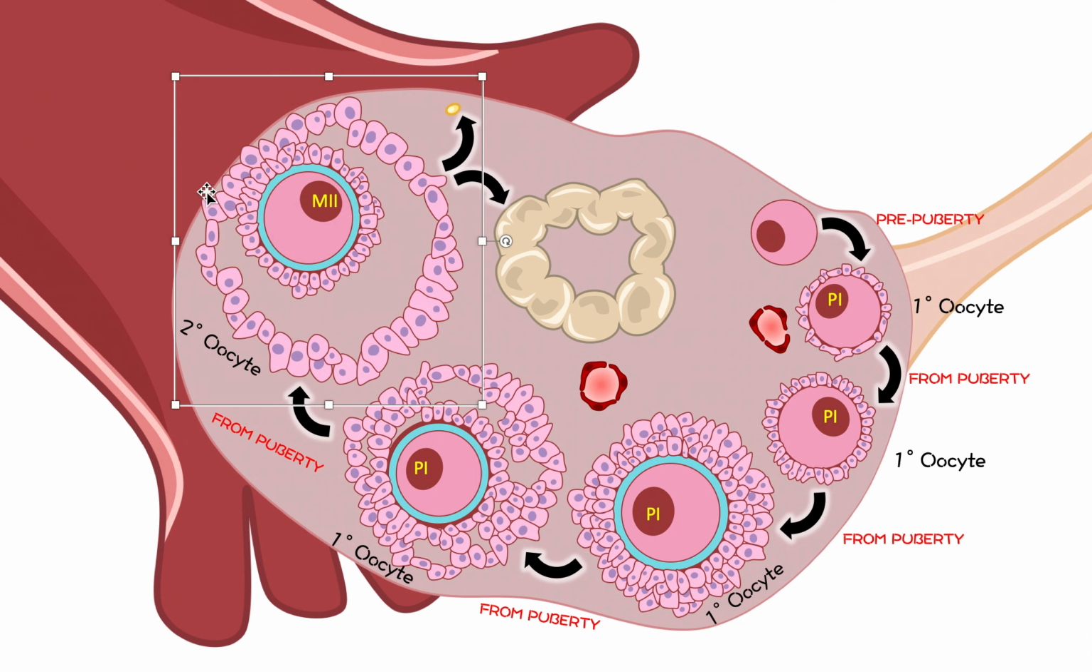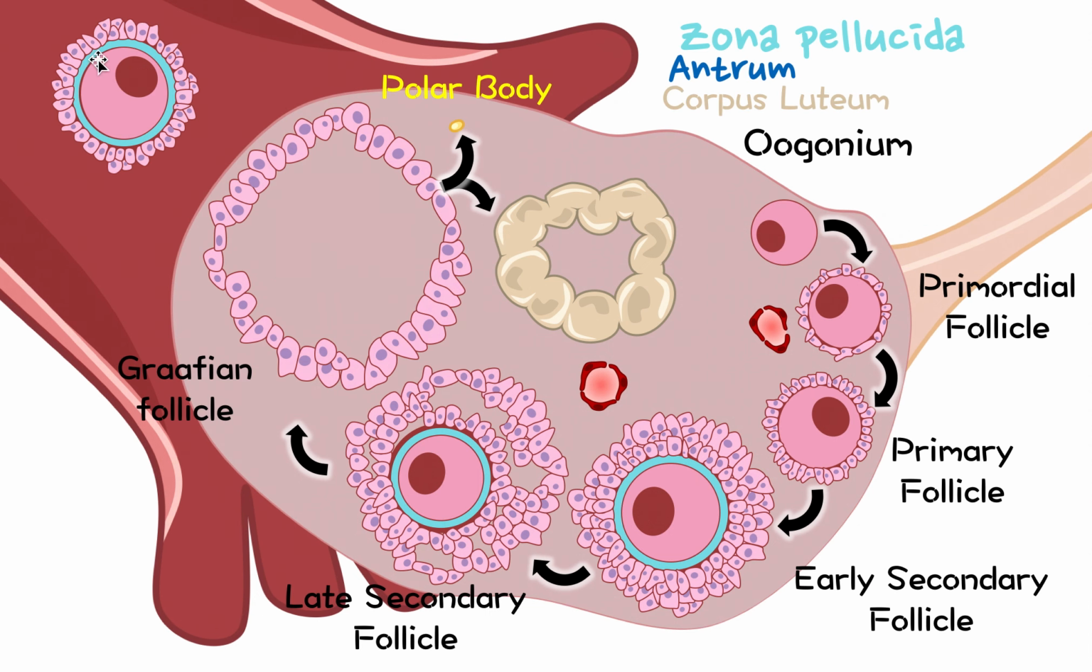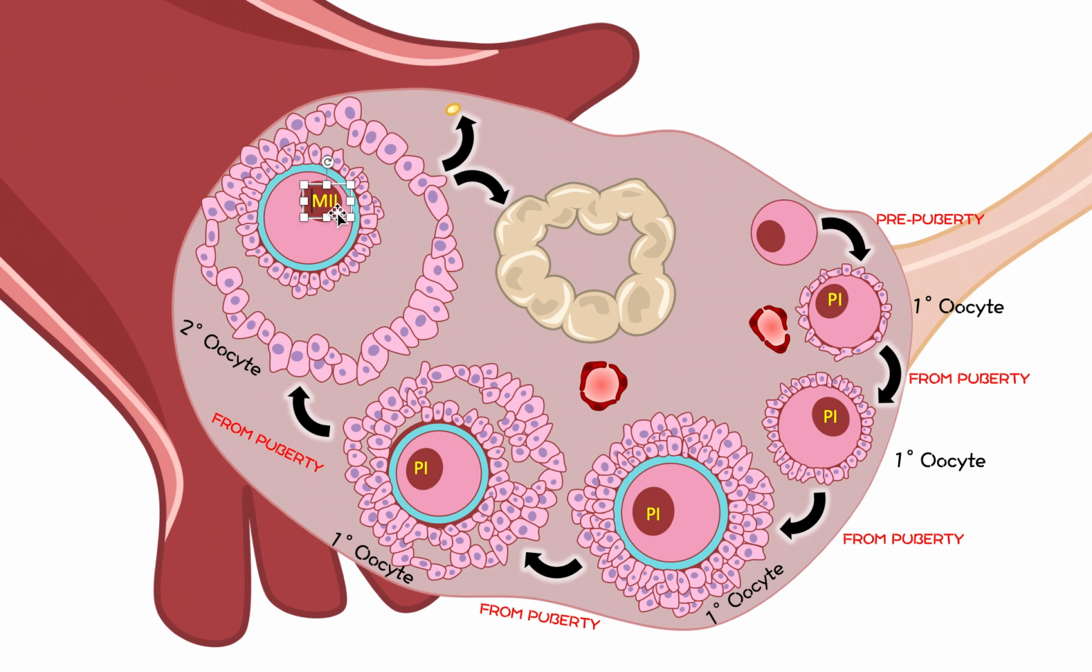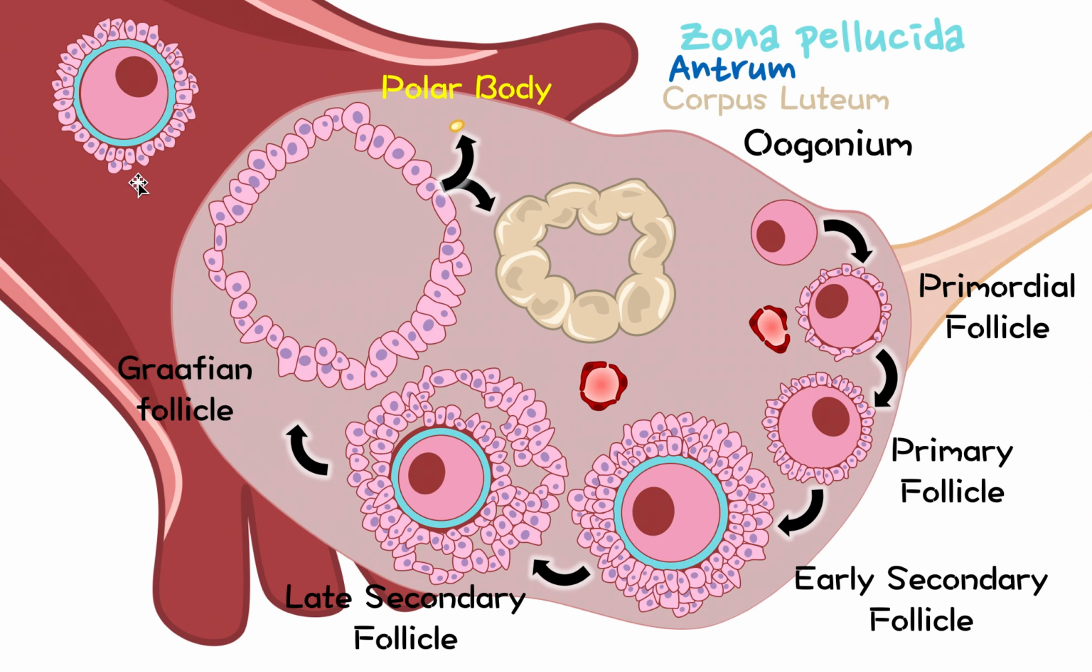Oh yeah, let me go back. So remember here, this cell is an M2. Let me come back here to make it a bit more clear. So this cell here is in meiosis 2, right? So we want it to finish meiosis 2, right? It's got to finish meiosis. But it will only finish meiosis if it meets the sperm, if it gets fertilized.